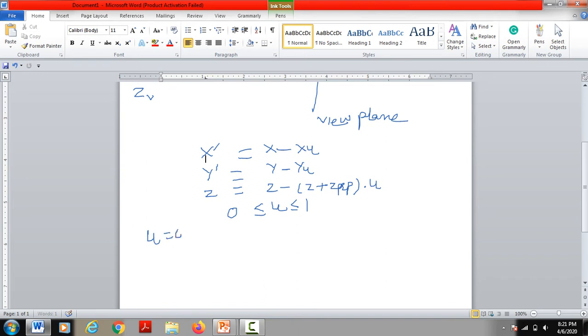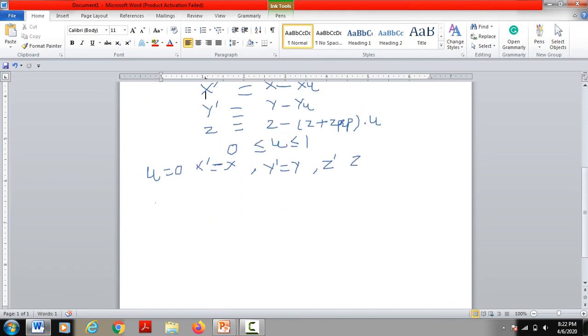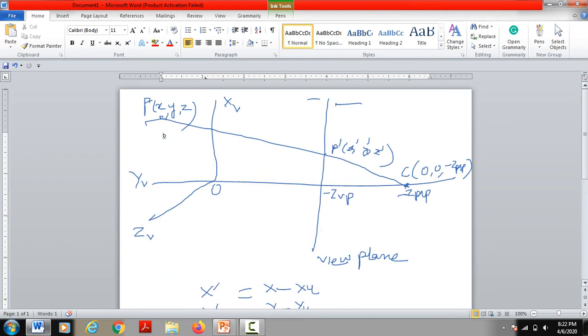Suppose u is 0. Then x dash is equal to x, y dash is equal to y, and z dash is equal to z, and this object point is xyz itself. I have told that the value of u lies between 0 and 1. When u is 0, the object is at the same location, that is at xyz itself.